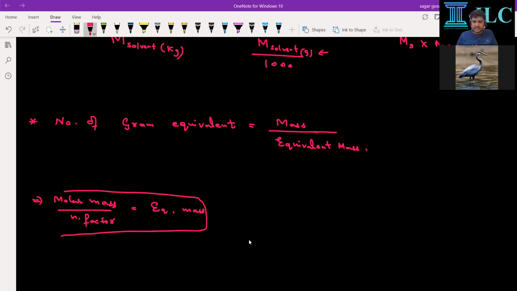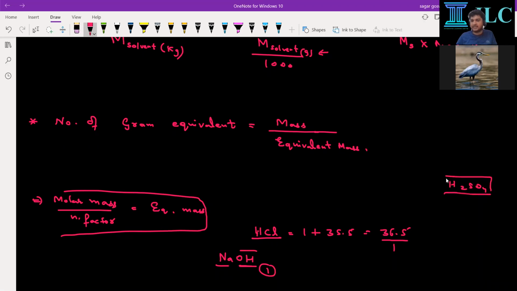And what does it mean actually? See, if I say HCl, Vishnu, obviously H mass is 1 and chlorine mass is 35.5, so the total becomes 36.5. But remember, when it is broken, how many hydrogen will it give? Only one. So its n factor is 1. Suppose NaOH: when it is broken down, Na plus and OH minus, so how many OH ions will it give? Only one. So its n factor is also 1. Suppose I have H2SO4. What is the n factor of that? 2, because when it is broken down, it will give 2H plus ions and SO4 2 minus.